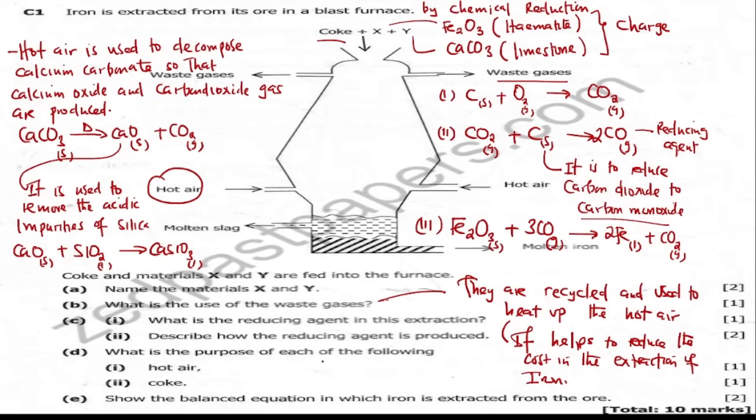Then what is the purpose of each of the following? The hot air. We've said the hot air is used to decompose calcium carbonate so that calcium oxide and carbon dioxide are produced. The coke, we have mentioned there that it reduces the carbon dioxide to form carbon monoxide. Then show the balanced equation in which iron is extracted from its ore. That is equation number 3 there.